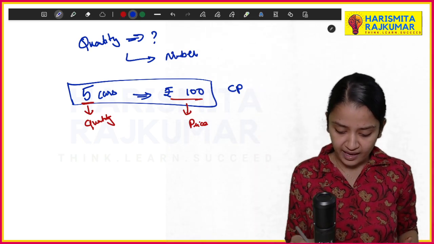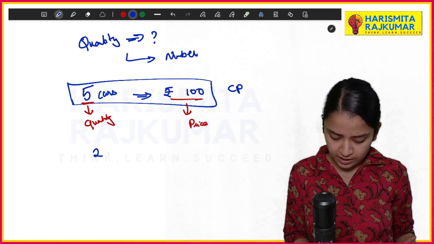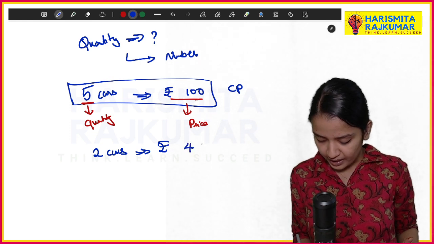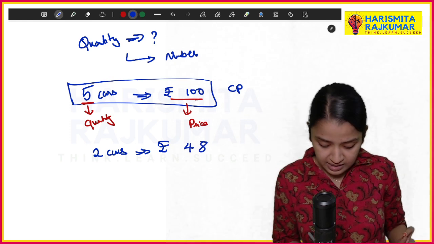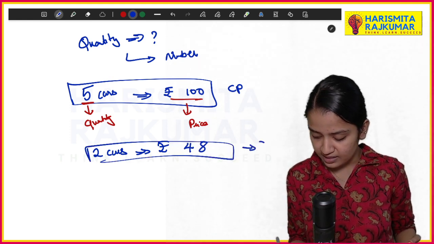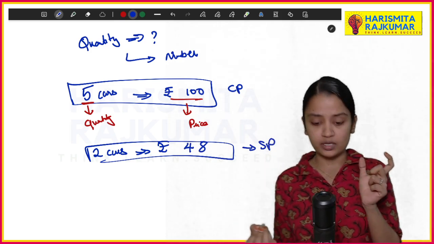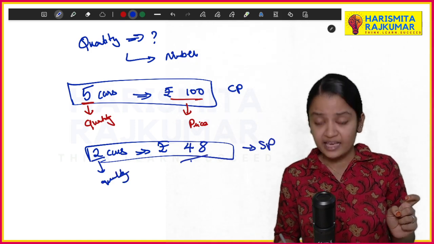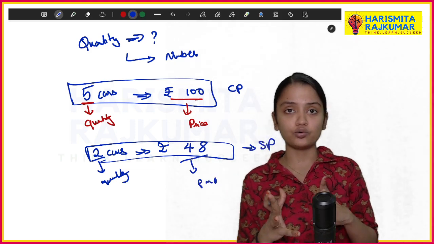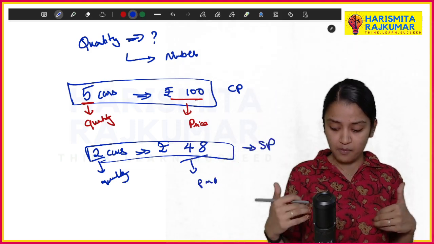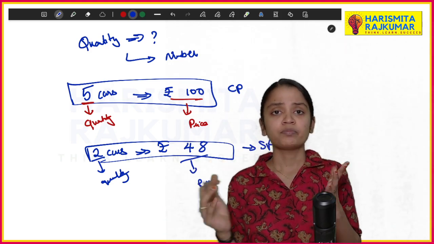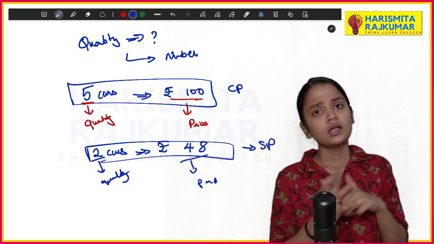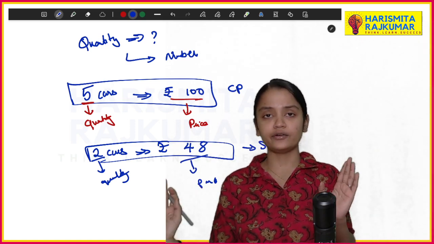Same way, if I say that I sold 2 cars for rupees 48, this whole thing is the SP, sold. This is the quantity here, and this is the price. In a question, if they have given the selling price of 5 cars, you can guess. If I told you I bought 5 cars for 100 and sold 5 cars for 120, which means 20 profit, you can definitely say it is a profit.